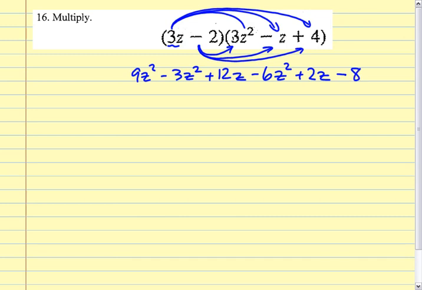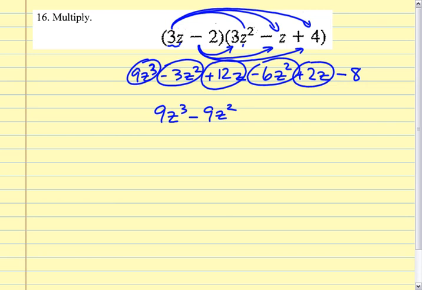All right? Now let's combine everything that we can. And look, I made a mistake. I don't know if you guys noticed it on the very first one. It's 9z cubed, isn't it? z times z squared, 9z cubed. All right, now I don't have any other z cubed, so I'm just going to bring this one down. 9z cubed. I'm going to combine the z squareds. Right? I got negative 3z squared and negative 6z squared gives me negative 9z squared. Then I'm going to combine the linear terms, right? There we go. That's 12z plus 2z is plus 14z, and minus 8, the constant at the end.